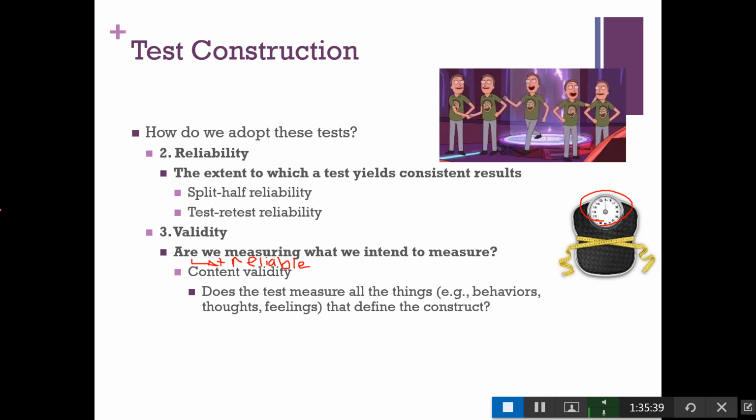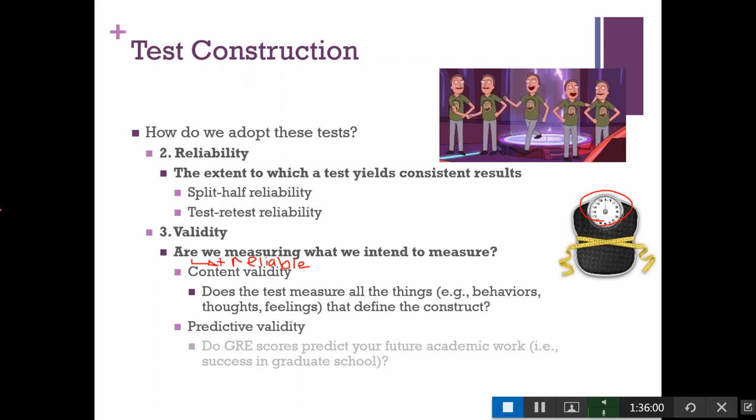If you think intelligence is about verbal abilities and working memory, then content validity would mean you're asking questions about verbal ability and working memory, right? If that's what we define intelligence as. If we think intelligence is just working memory, then all you need to do is measure working memory, right? So that's content validity.